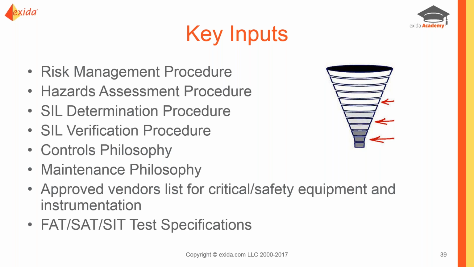One thing that many organizations develop is an approved vendors list for critical safety equipment. Go ahead and pre-approve those vendors. Then you don't have to go through a bidding process, or you just bid amongst the ones that have already met the technical bar associated with that. So that's something you might consider preparing as part of this plan. And then, of course, our test specifications for not only our factory acceptance test, but the site acceptance and the integration test. Key inputs that we want to go ahead and have pulled together from a global standpoint before we start a project.